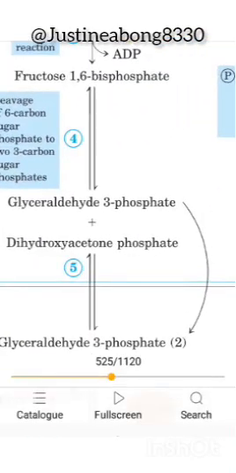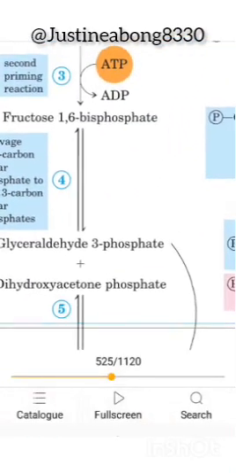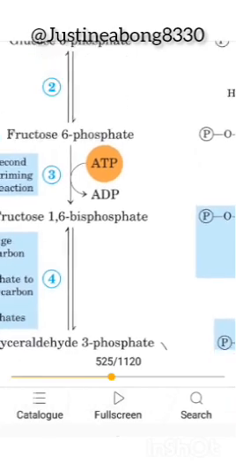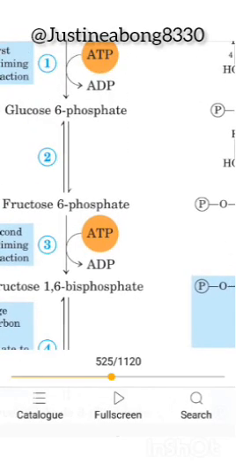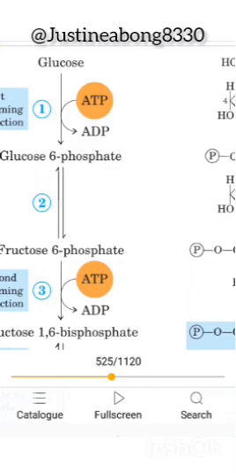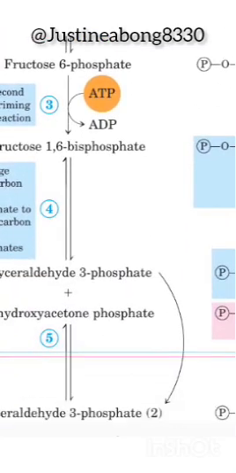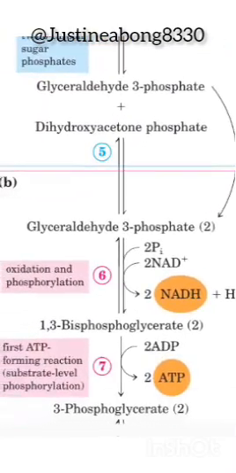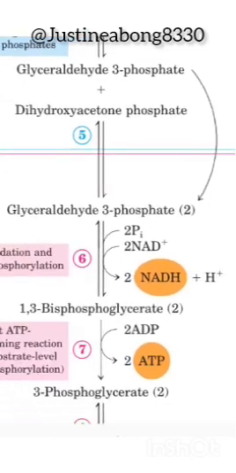From the first step to the fifth step is the preparatory phase, and we lost 2 ATP in this phase, at step 1 and step 3. So step 6 is a double reaction because dihydroxyacetone phosphate was converted to glyceraldehyde 3-phosphate. So we're having 2 glyceraldehyde 3-phosphate.